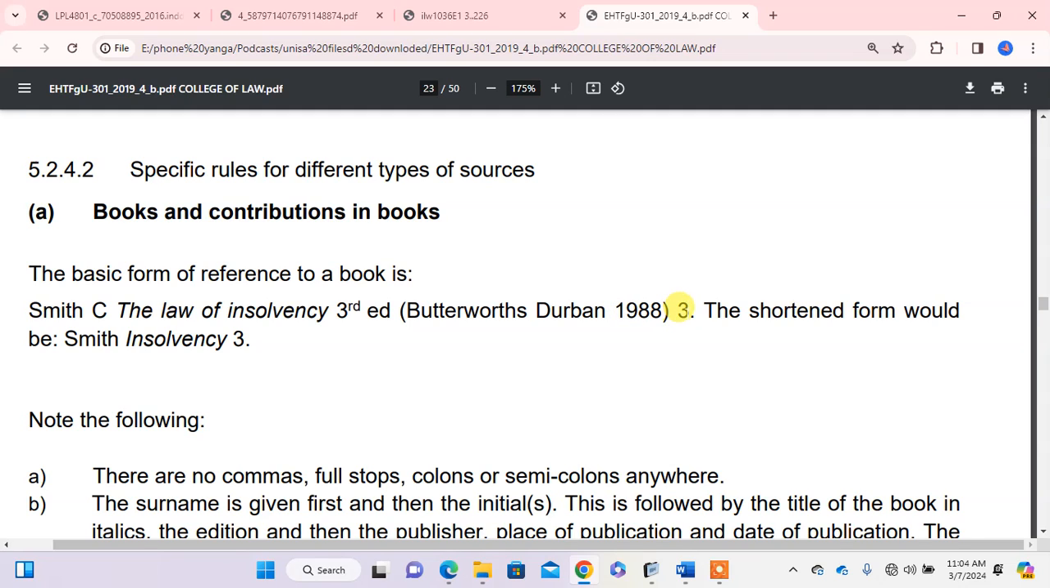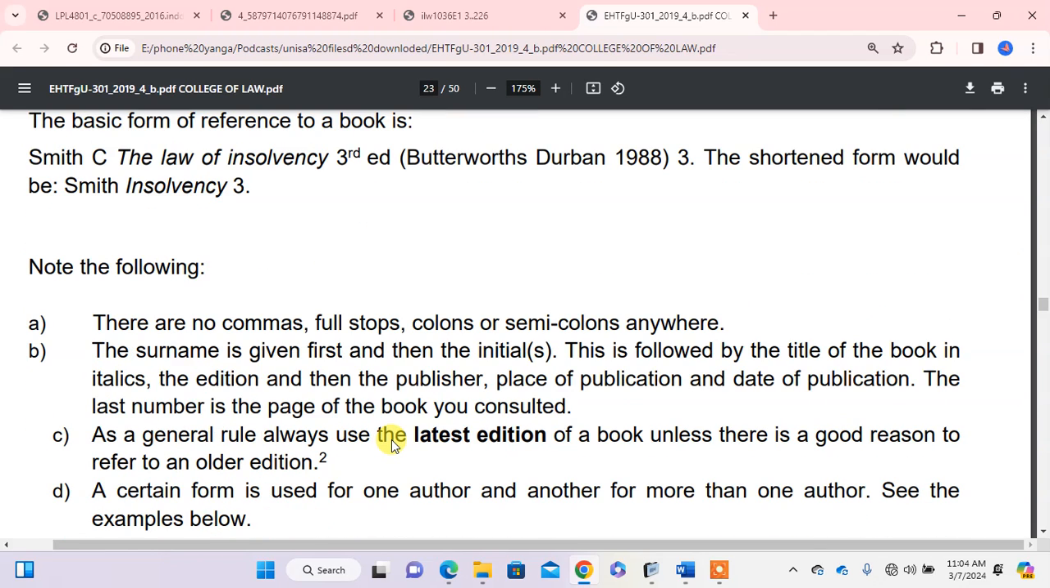I hope you are following. Then when we shorten the form, it means that we just say Smith Insolvency 3. Then we write the page number, page number 3. If we are to put the shortened version, they always say here there are no commas, full stops, colons, or semicolons anywhere.